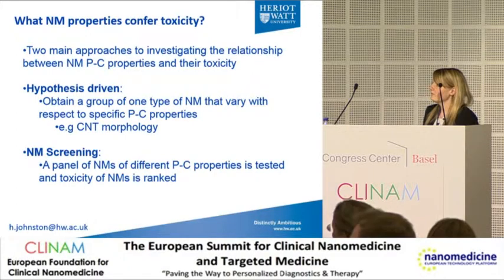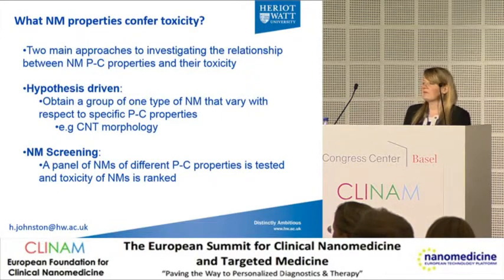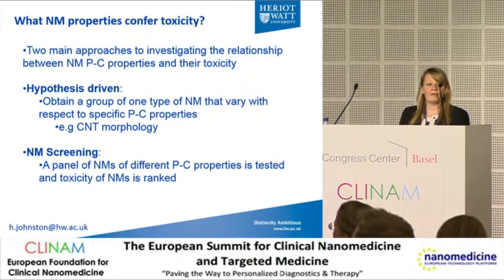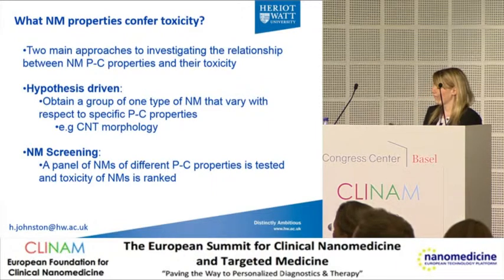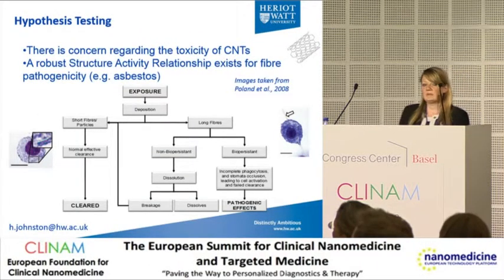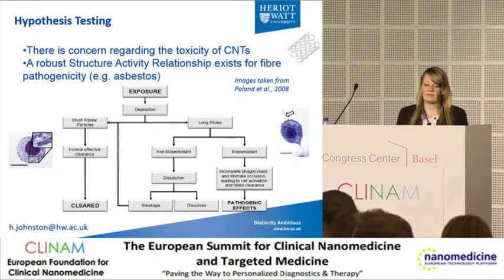More often than not, nowadays, it's more of a screening of nanomaterial toxicity that's performed. So we're given quite a large number of different types of nanomaterials that might vary with regards to their composition, their size, their morphology, and we screen their toxicity and compare how hazardous they are and try and identify what properties are controlling their behaviour. So as a first example of a hypothesis testing approach, we'll look at carbon nanotubes, fibre-like structures that have a structural resemblance to asbestos fibres.